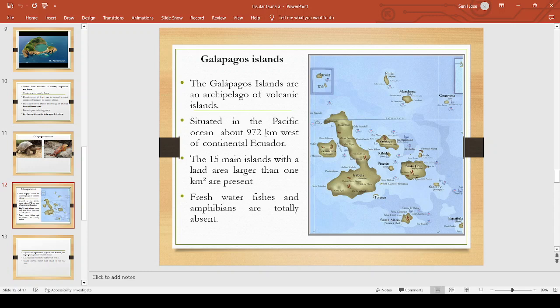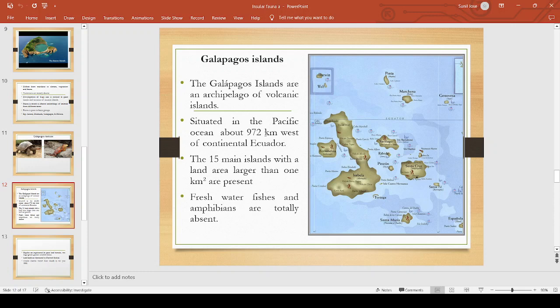Now coming to the geographical features, you can see that it consists of many larger islands, around 15 larger islands, which we call the main islands. Along with that, there are many smaller islands also. So it's a very large group of islands. And a group of islands is known by the name archipelago. The meaning of the word archipelago is simply a group of islands. So a group of islands is always known by the name archipelago. Now the Galapagos Islands, or the Galapagos Archipelago, is how it is popularly known.